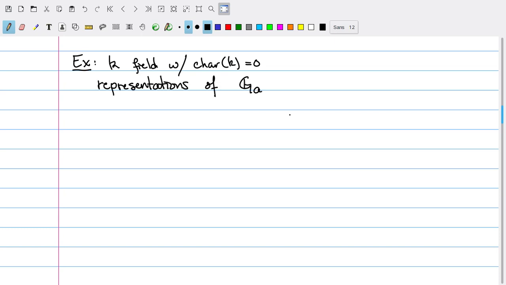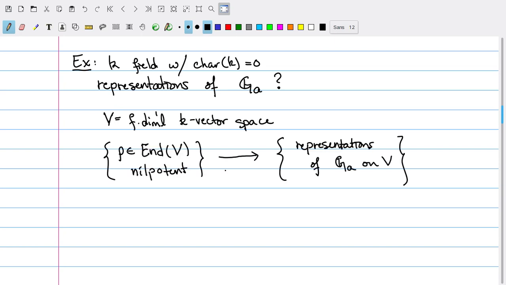Let's think of an example. For sake of this example, K will be a field with characteristic 0. And I want to think about representations of the additive group G_a. It turns out there's a very nice map from the set of nilpotent endomorphisms of a finite dimensional K vector space to the set of representations on that vector space. In a very real sense, this is defined by the exponential map.